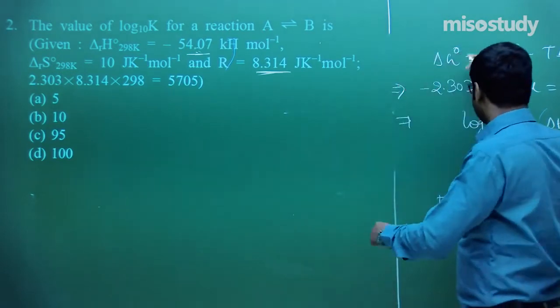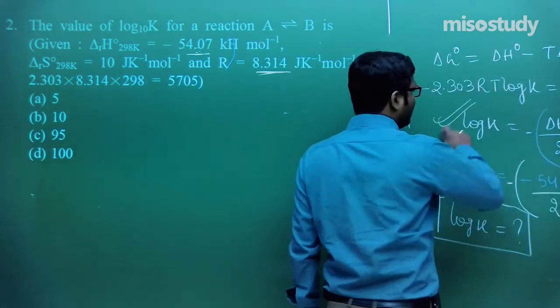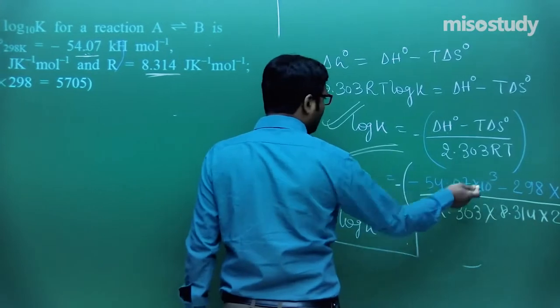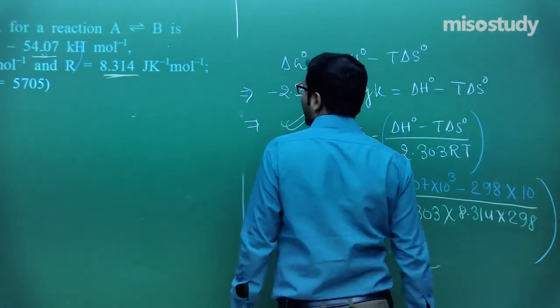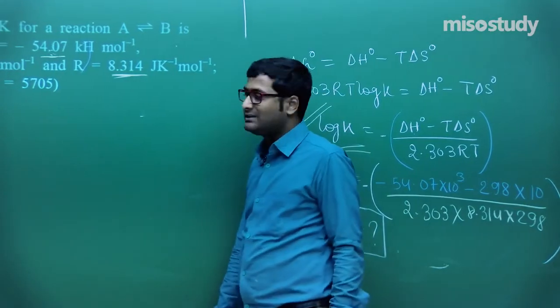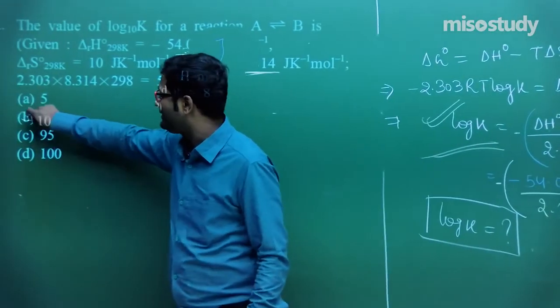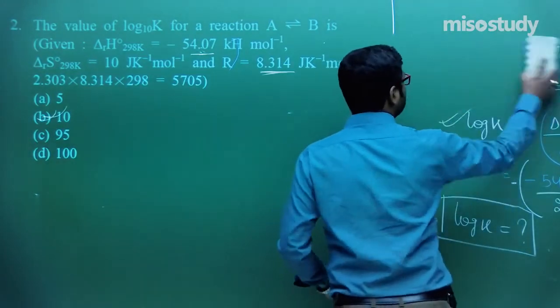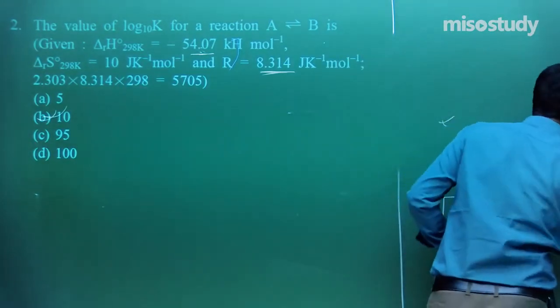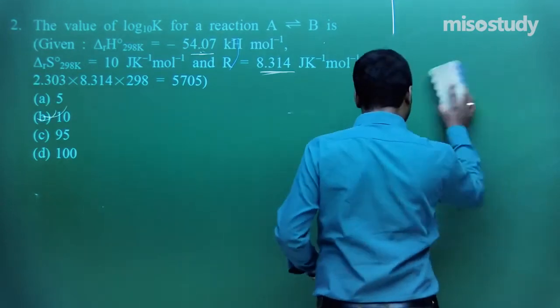Clear? So this is the final expression for log K, and if you solve this expression then definitely you will get the answer. So the answer in this case is 10. Clear? Now I am going to rub this part and we'll discuss the next one. Wait for a moment.